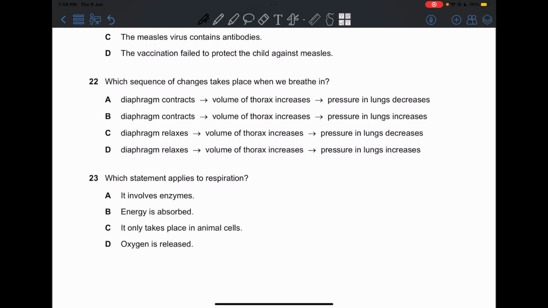22. Which sequence of changes takes place when we breathe in? Now when we breathe in, also known as inhalation, the diaphragm actually contracts, so we're going to be choosing between A and B in this question. A says the volume of the thorax increases and the pressure in the lungs decreases. Now this is correct, because as we know, pressure and volume are opposite to each other, meaning they can't both be increased or both decreased. One of them has to be increased and the other has to be decreased, or vice versa. So our answer will be A.